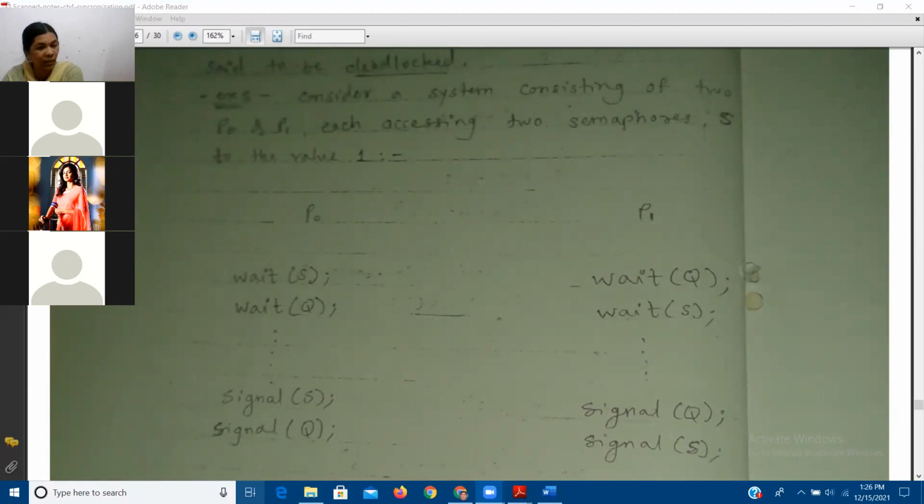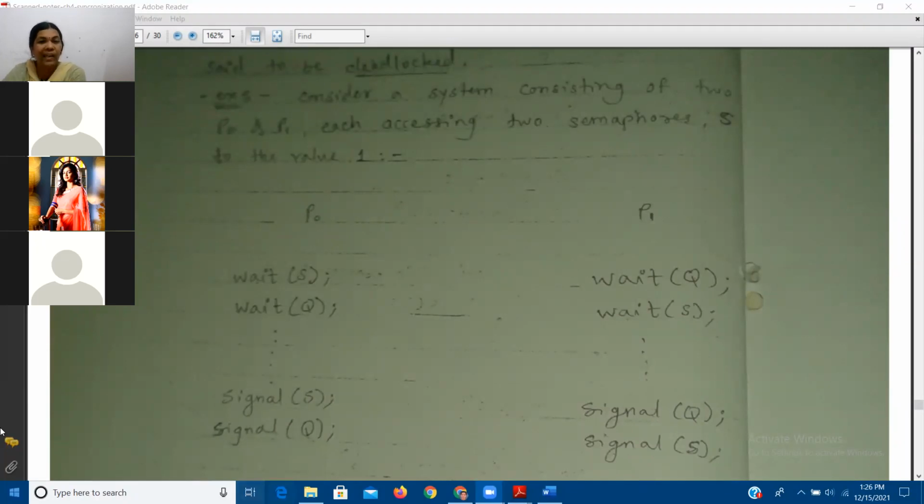That is, P0 is executing wait S and P1 is executing wait Q. Or after some time P0 will execute wait Q and P1 will execute wait S. So they may be waiting for each other. It may happen that nobody is going inside the critical section. Both are waiting for each other because they require both the resources to execute successfully in the critical section. So that's why they are just waiting for each other. Or they may release both the resources and nobody is going into the critical section.